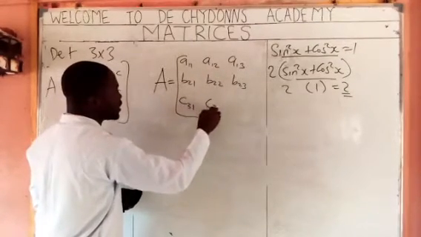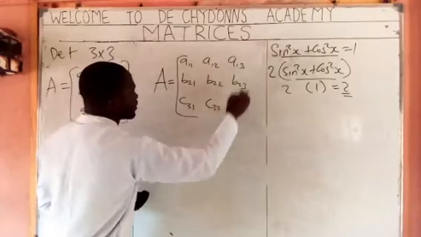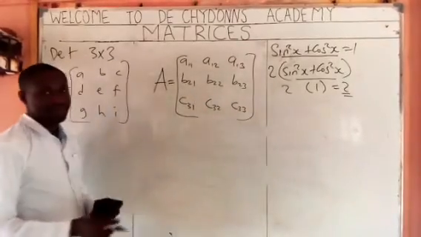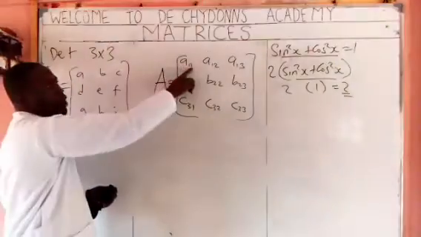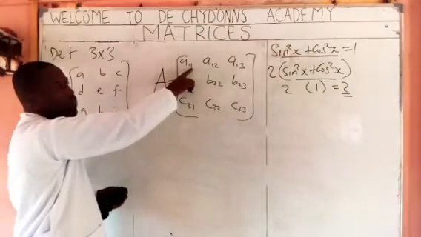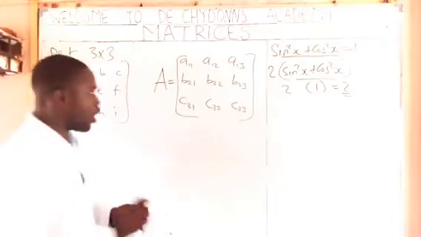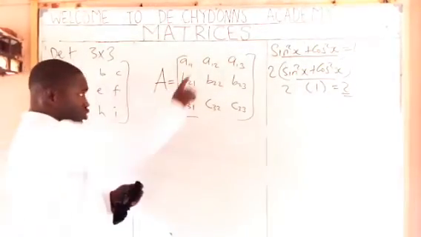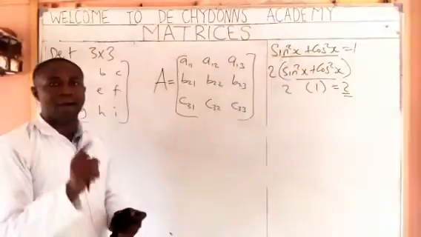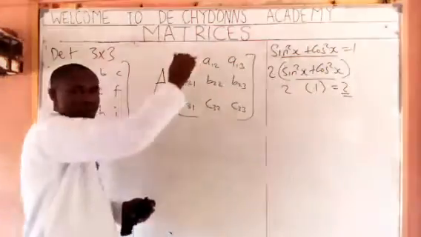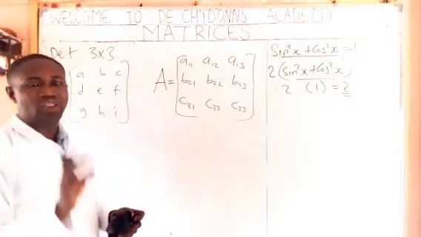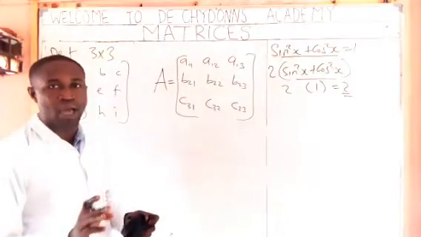C31, C32, C33. Now let's get their signs. 1 plus 1 will give you 2. Once you add and you get an even sum, you say the sign will be plus.